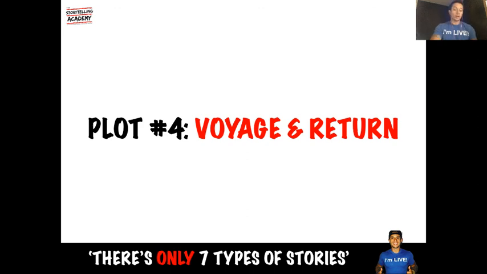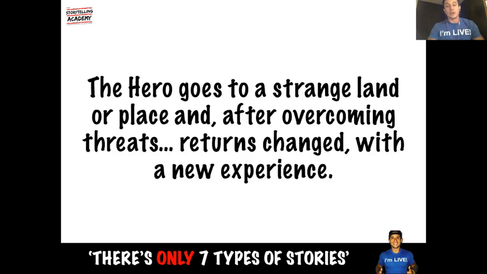Plot number 4, Voyage and Return. Okay, so again, what I want you guys to think about as we're going through this lesson is what in my life has happened where I can take the details and format it into this kind of a template. So Voyage and Return, for example: the hero goes to a strange land or place, and after overcoming threats, returns changed with a new experience.